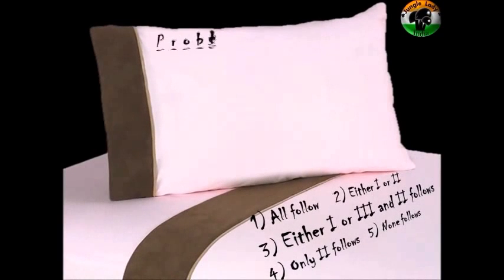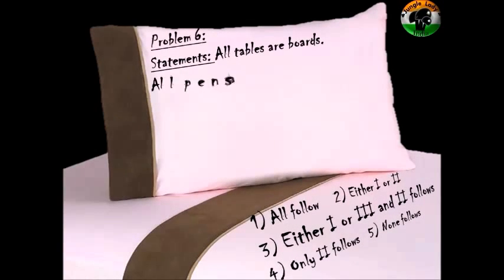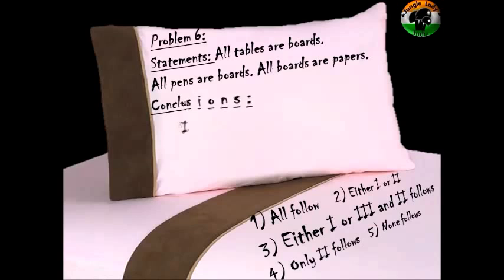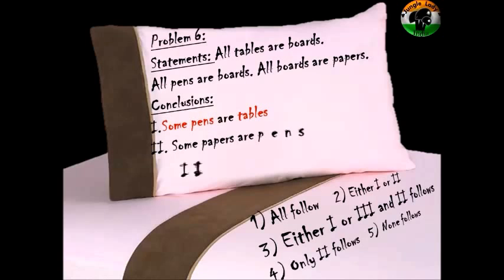Here is problem 6. Statements and conclusions have been given. What you have to do now, look at the conclusion and check whether you have the word no in the conclusion. Yeah, I have got a no in the conclusions.